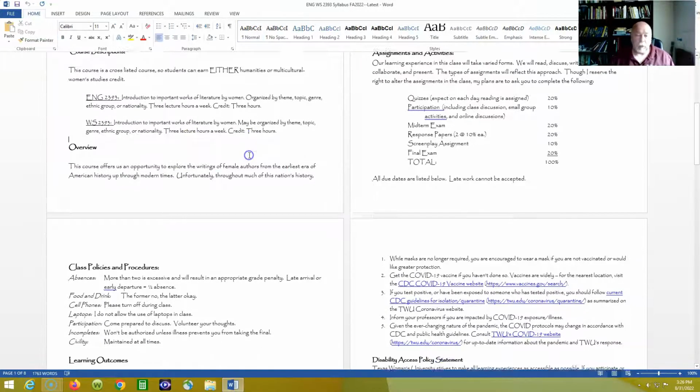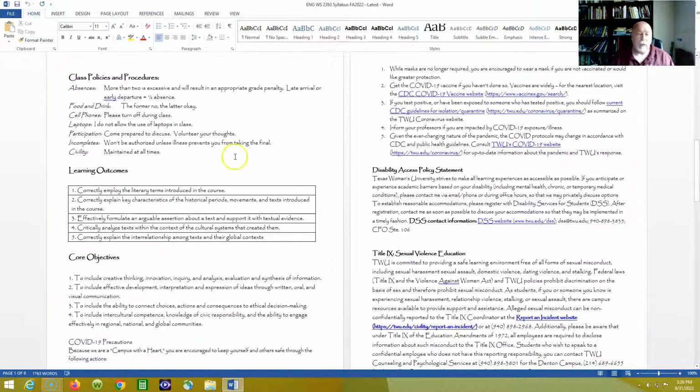Okay. So here are some class policies and procedures. Absences: more than 2 in a hybrid class where we're only meeting once a week is excessive and will result in an appropriate grade penalty. So I'll knock it down a little bit. If you have to leave early or come late, and I mean by significant margins, then I would count that as a half absence. Again, if you've got a documented reason for having to be late or leave early, then we'll talk about that. Don't worry about that. I'm talking about people who are chronically late by significant periods of time.